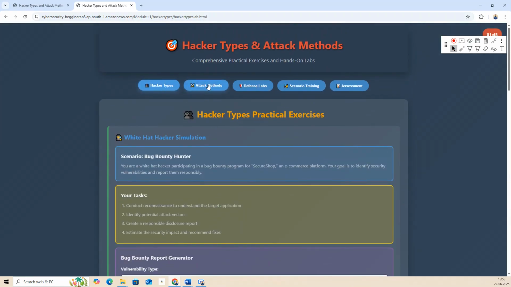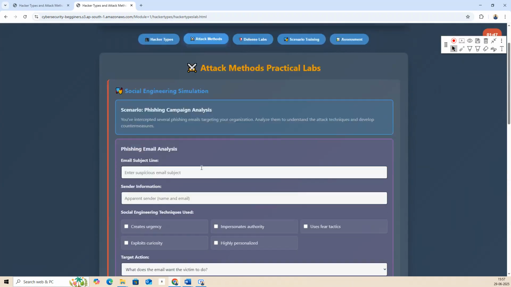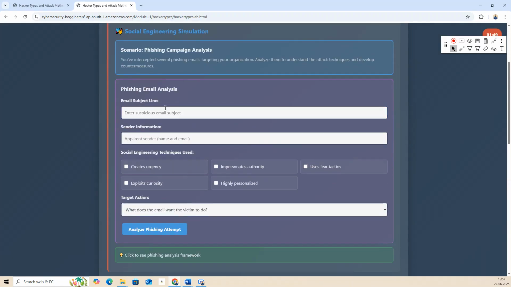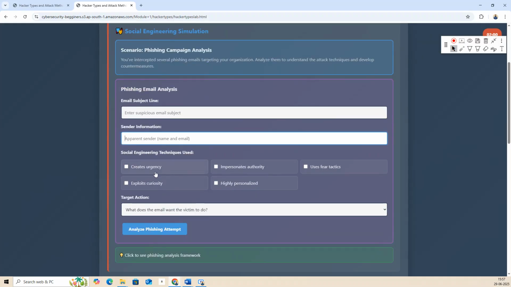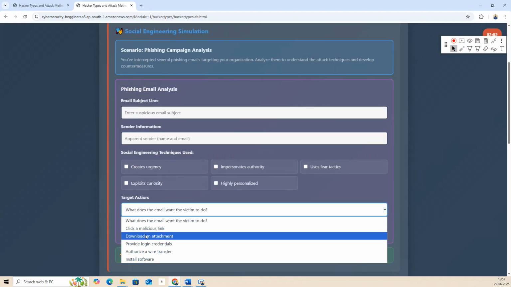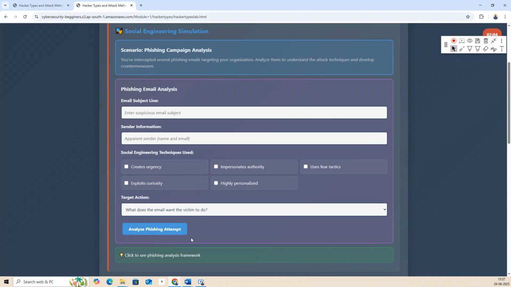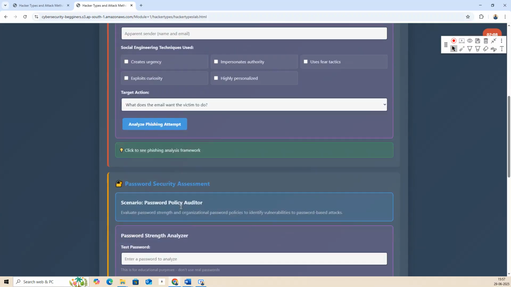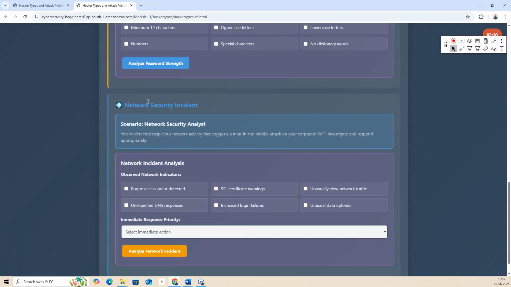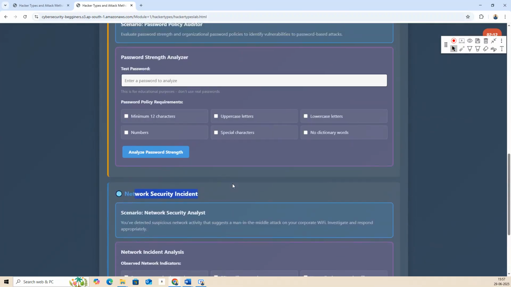Then when you come to attack methods, again you have some of the things to learn about. Let's suppose you got an email. What would be the email subjects? Give a phishing email subject. Go to GPT, create a phishing email, give the subject, give the sender information, and try urgency and everything, and try to analyze the phishing attempt. Is this a phishing attempt? Try to analyze things. Then password, the network incident.